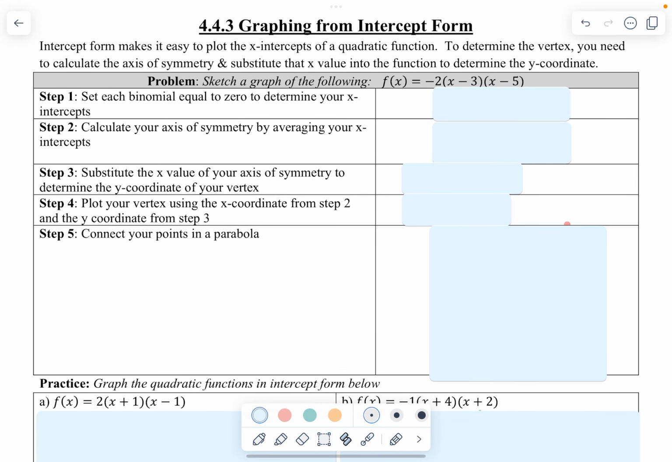Hey, and welcome back. We're taking a look at chapter 4.4.3. We're going to talk about how to graph if we have an intercept form quadratic.